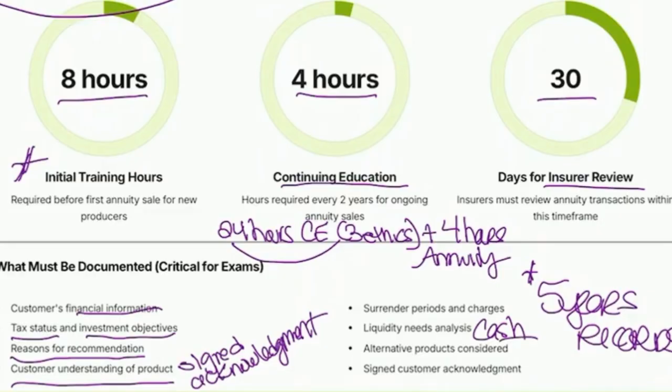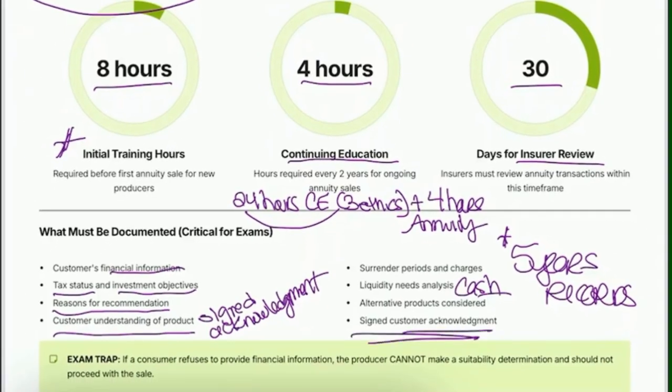If a consumer refuses to provide financial information, the producer cannot make a suitability determination and should not proceed with the sale. Even if they say, I'm not sharing that with you, just tell me about your products. While you generally can tell them about the products, you cannot proceed with the sale. Do not submit the application if you have not received their financial information and you were not able to do that suitability analysis. Okay.